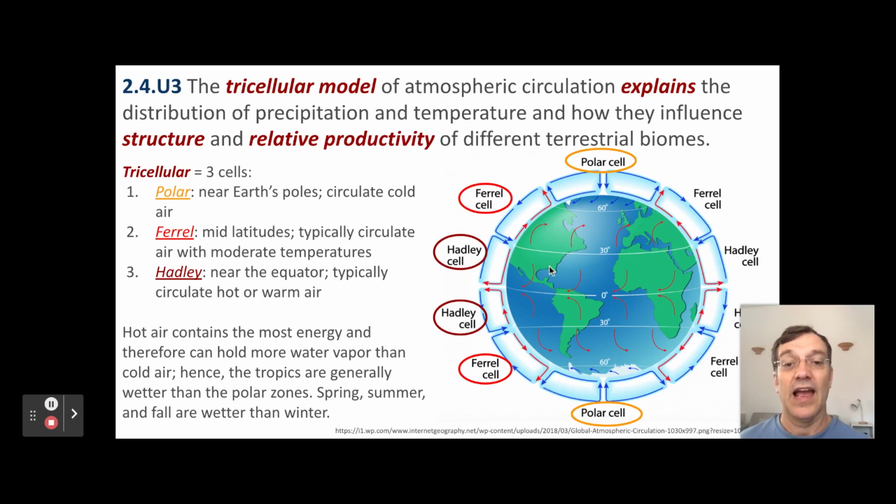And then the Hadley cells are the ones that occur right around Earth's equator. Those are your tropical circulation areas. And because it's the tropics, it's warm. Warm air can hold a lot more water because the air particles are moving around faster. They have more energy. Therefore, they tend to have a lot more moisture. They hold more moisture, and that's why it rains more frequently.